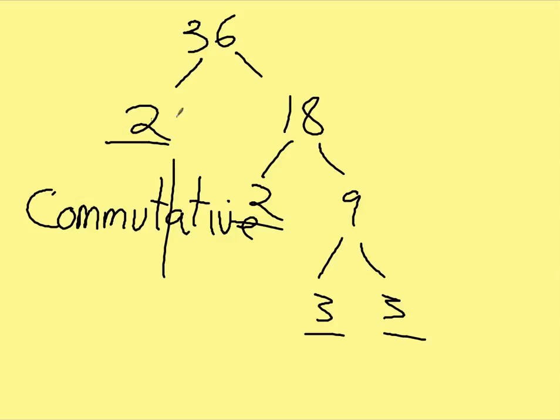36 is 2 times 18. Notice I've underlined the 2 as a prime number. 2 times 9 is 18. 9 is 3 times 3, so 2 times 2 times 3 times 3.